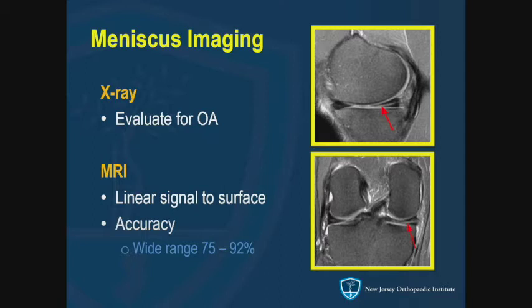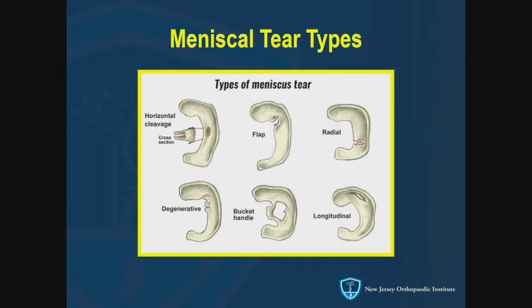MRIs are not entirely accurate, believe it or not. When you look at most studies, the accuracy ranges from 75% to the mid-90s. It actually gets worse in the setting of ACL tears. If you talk to most docs who do ACL reconstructions, it's not uncommon that you do not see a meniscus tear on the MRI, but when we go in there, we'll find a meniscus tear, typically in the lateral meniscus.